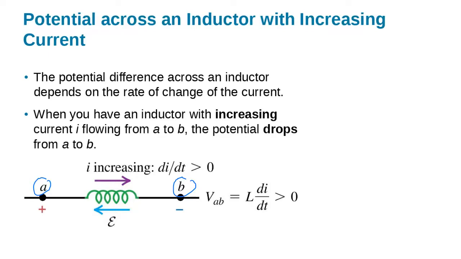So, like we said, the inductor will always tend to oppose the change that is applied to it. So if we increase the current this way, then the EMF, the voltage that we get across the inductor, will tend to oppose that.